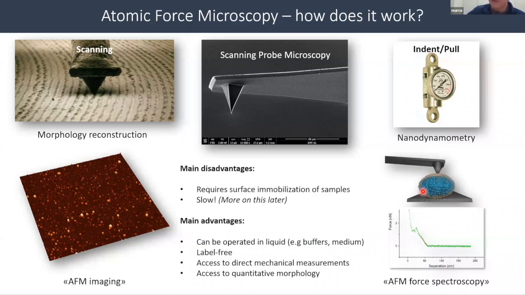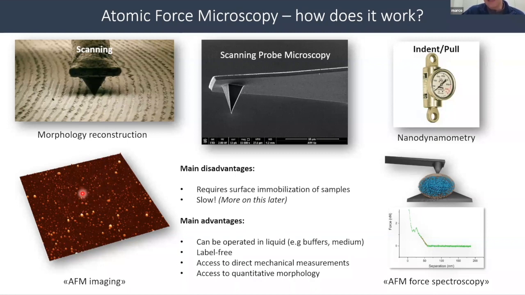So in the specific context of EVs, AFM has disadvantages, of course. For instance, you need to immobilize your EVs on a surface. No surface, no AFM. It's as simple as that. And it's also a very slow technique in a sense, because to collect one image like this, the average commercial AFM will probably need 10 to 15 minutes, let's say.